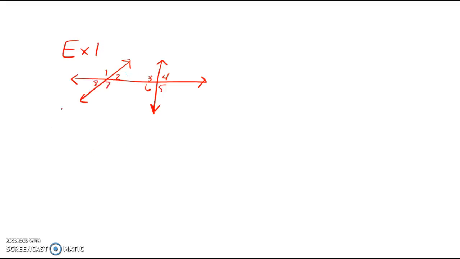So now we're going to go into a couple examples. So example 1. And we draw the diagram. We'll go straight across here and label it 1, 2, 3, 4, 5, 6, 7, and 8. So the first thing we're going to do is name the corresponding angles. And if I was there in class with you, I'd have you do this by yourself first.